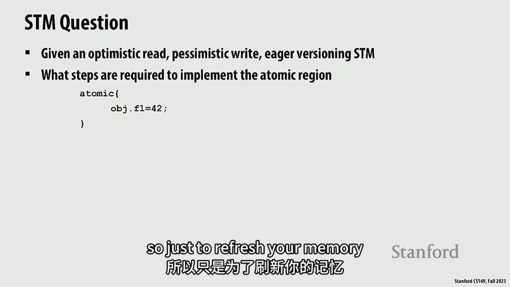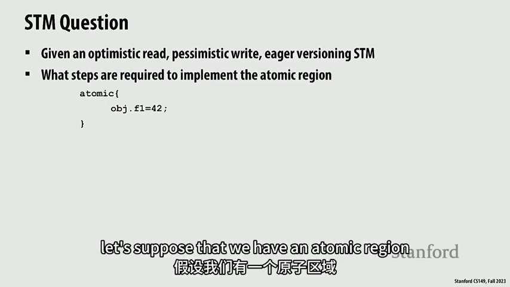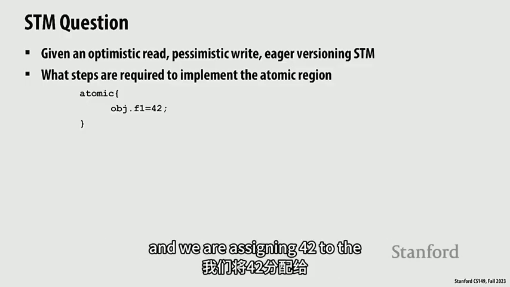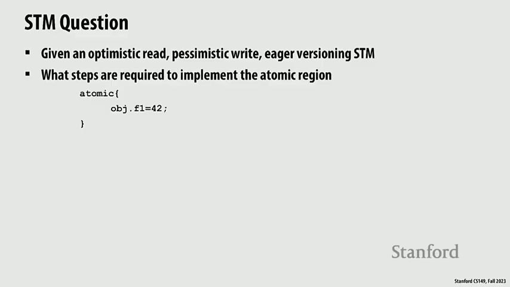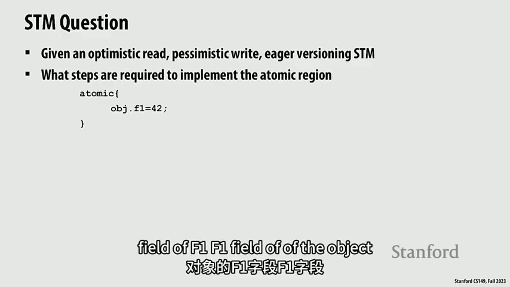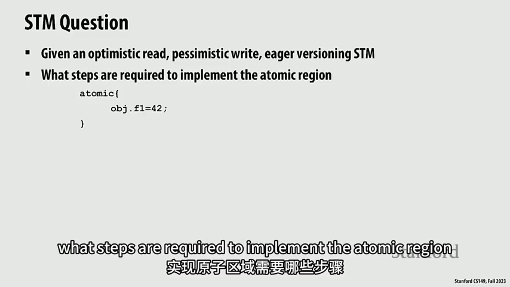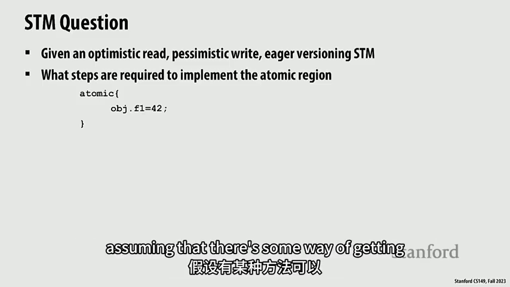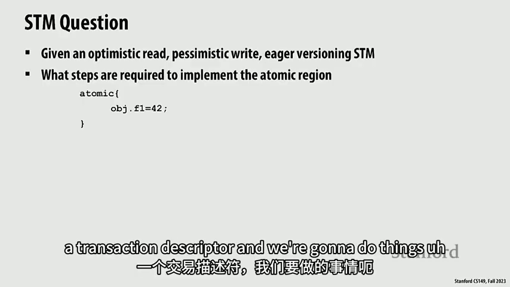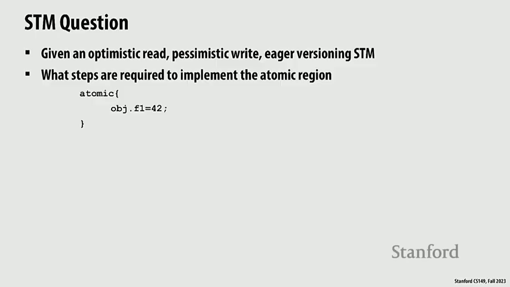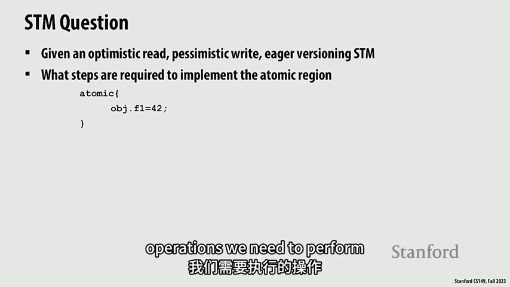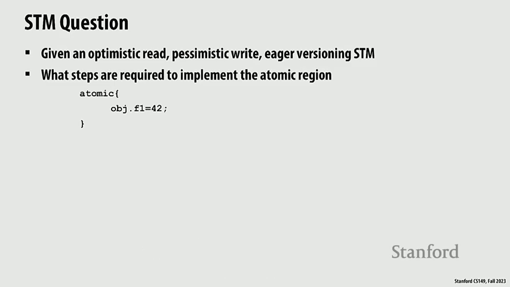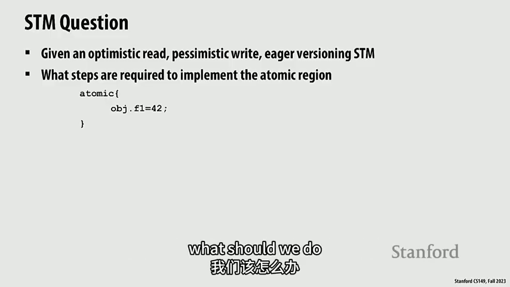So just to refresh your memory, let's suppose that we have an atomic region and we are assigning 42 to the object field of F1 field of the object. What steps are required to implement the atomic region, assuming that there's some way of getting a transaction descriptor, and we're going to do things at the granularity of an object? What are the operations we need to perform? Once we have the transaction descriptor, what should we do?